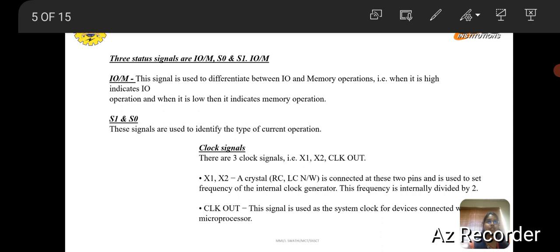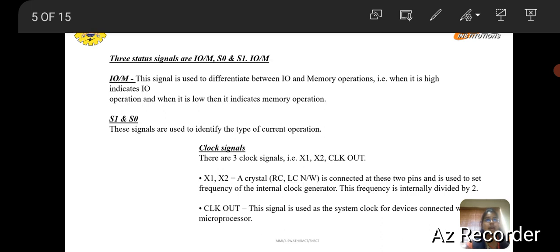And apart from this, we have the serial input output signals. There are 2 serial signals, SID and SOD. SOD stands for serial output data line. It is used to set or reset as specified by the SIM instruction. And SID stands for serial input data line. The data on this line is loaded into the accumulator whenever the RIM instruction is executed.